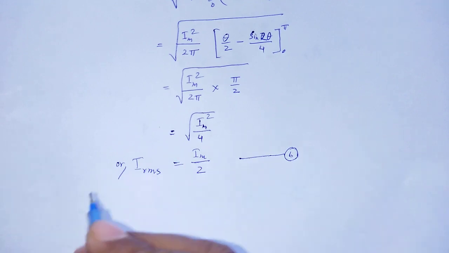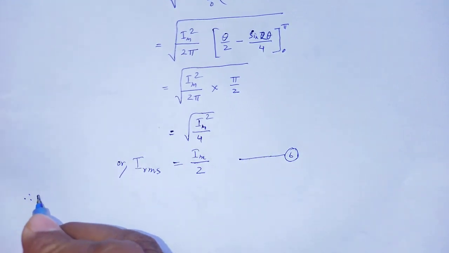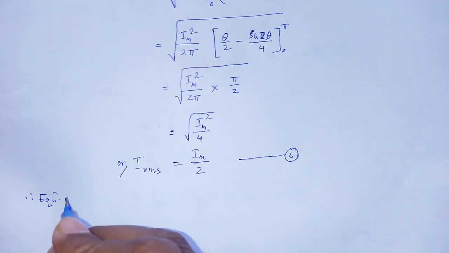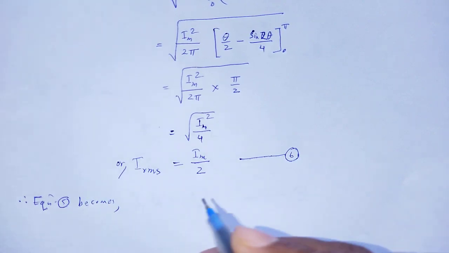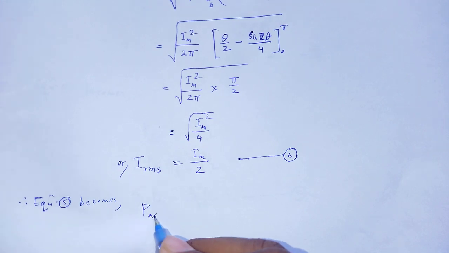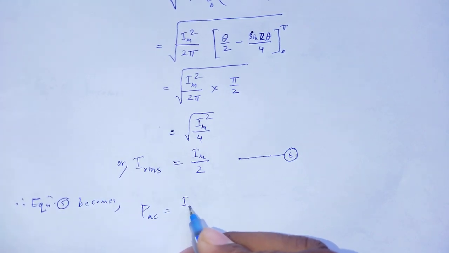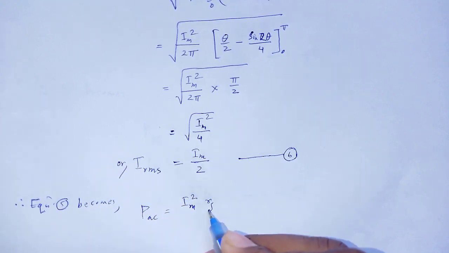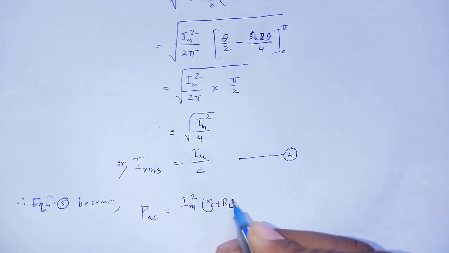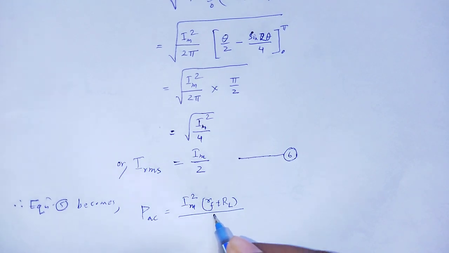Therefore, equation number 5 becomes power of AC is equal to Im square (Rf plus RL) divided by 4.